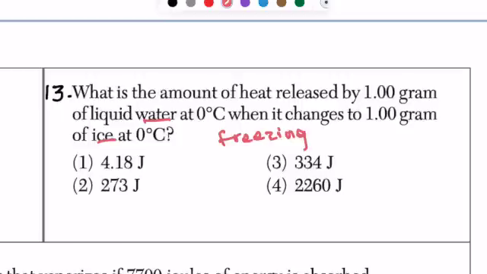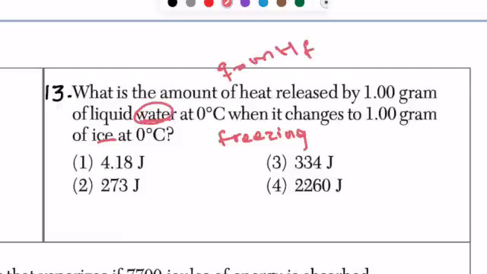So the equation that you're going to use in this case, remember we had 3 equations for heat. You either have Q equals mcΔT, that we use whenever there's a difference in temperature, which we don't see here. So that means we have to use one of the other two equations, either the one with heat of vaporization or the one with heat of fusion. So freezing is the opposite of melting, so that means we're going to have to use the equation with heat of fusion. So Q equals mHf.